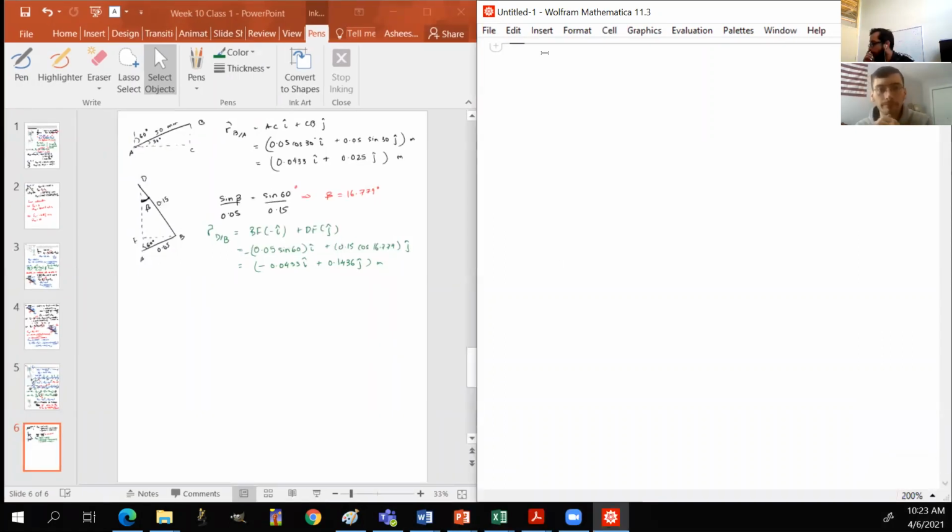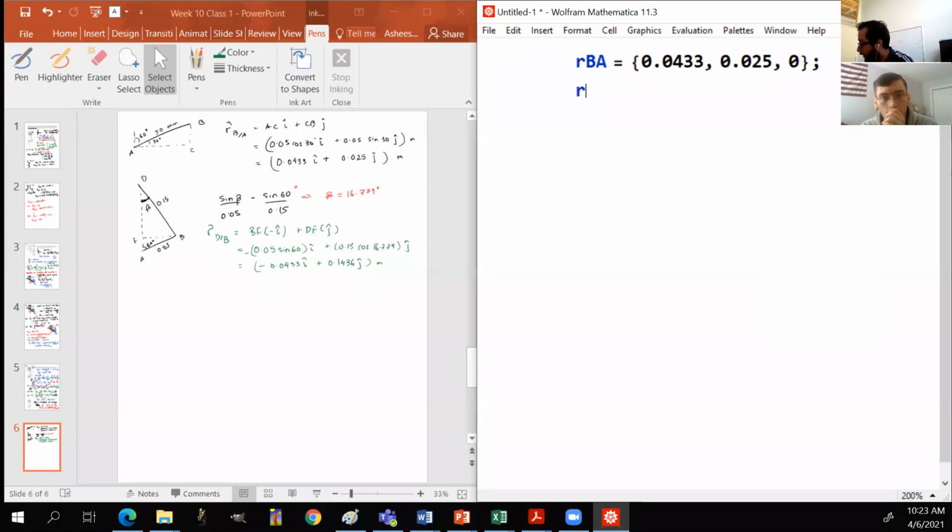All right, so let's get our position vectors out of the way. So R of B relative to A is equal to 0.0433 I hat, 0.025 J hat, 0 K hat. R of D relative to B is equal to minus 0.0433 and 0.1436 J hat times 0. Oops, wrong curly bracket. There we go.